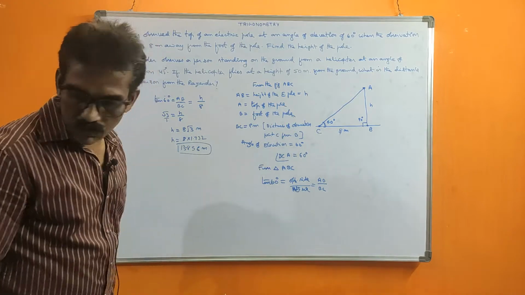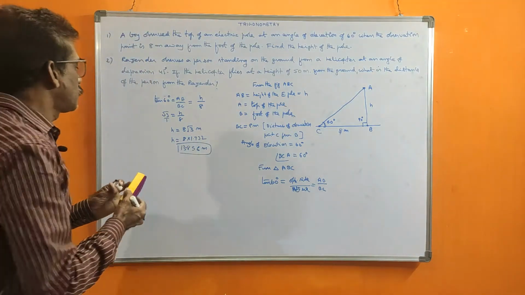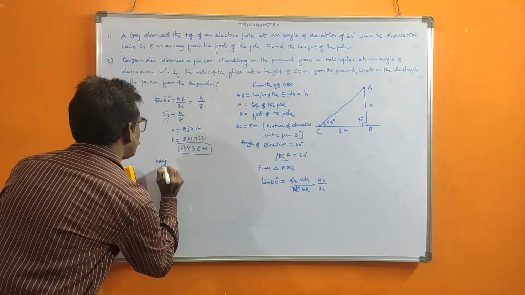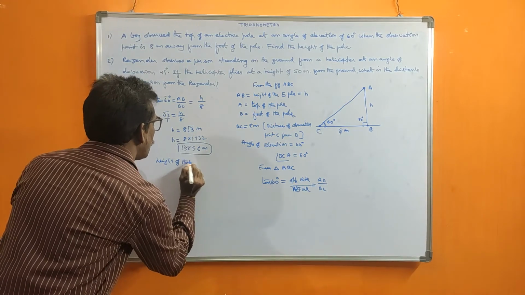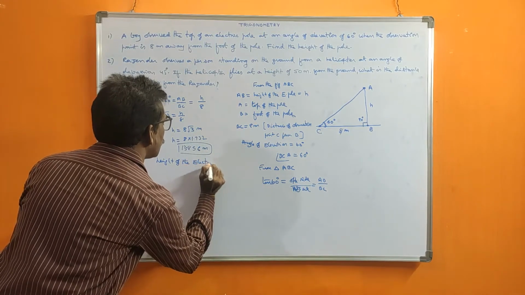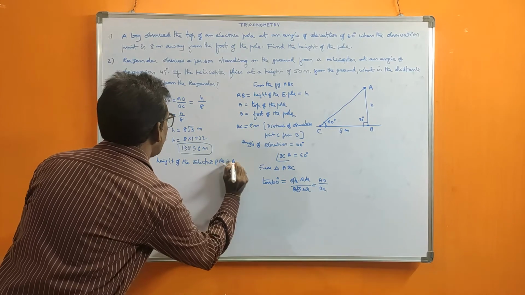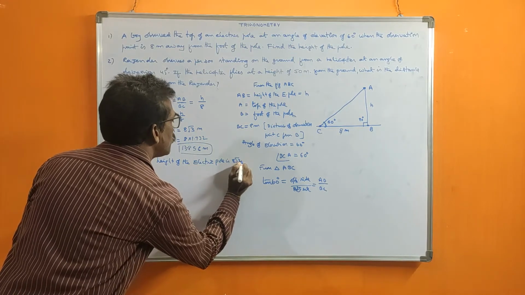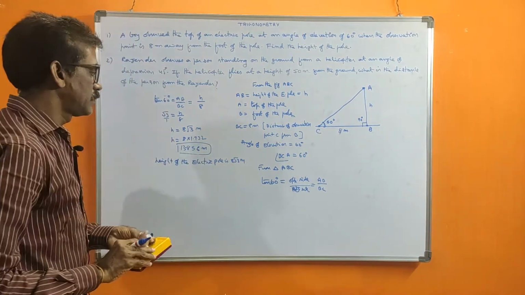Now you write: height of the electric pole is 8 root 3 meters, or you can write this other value. Okay.